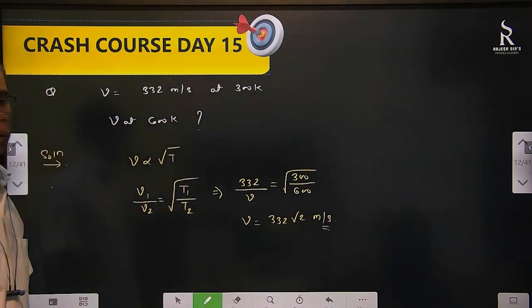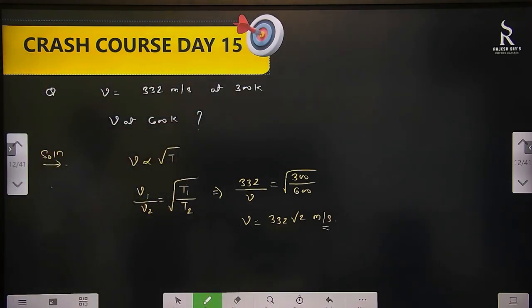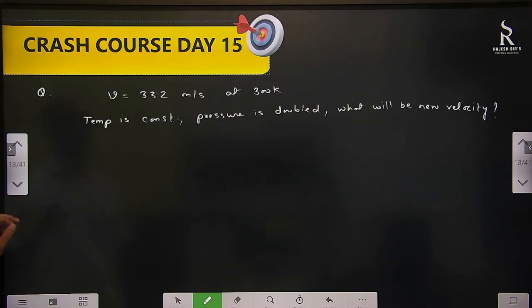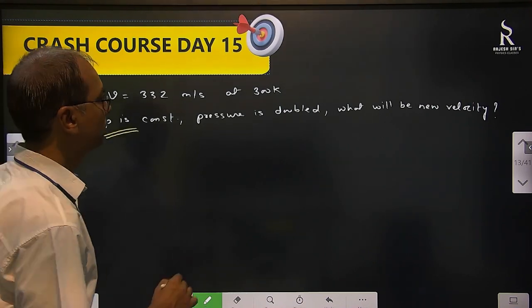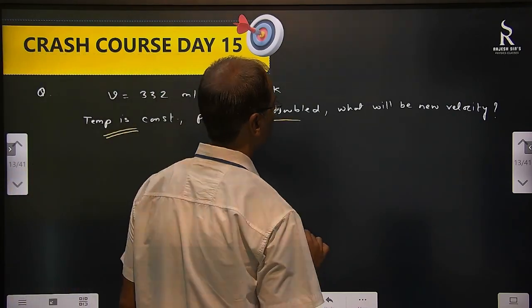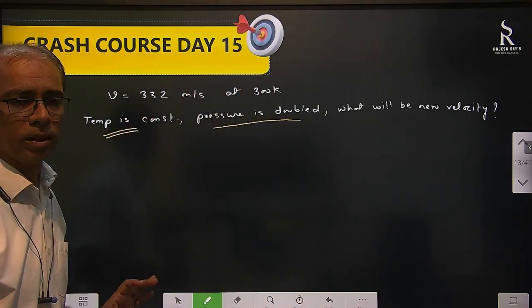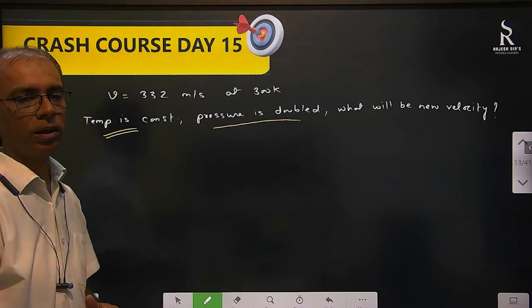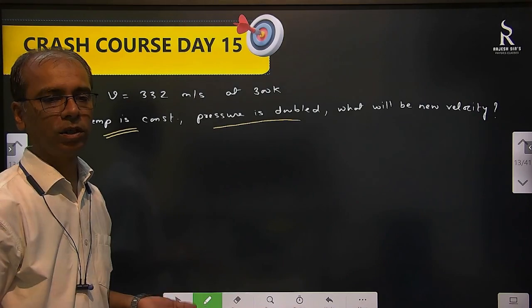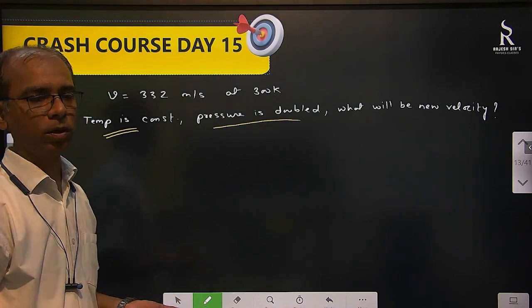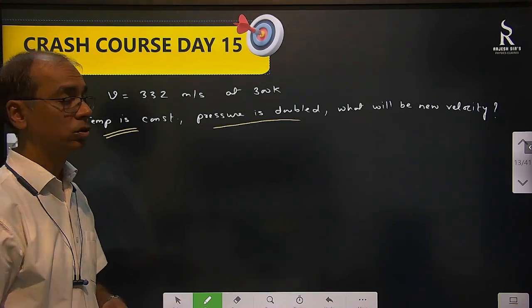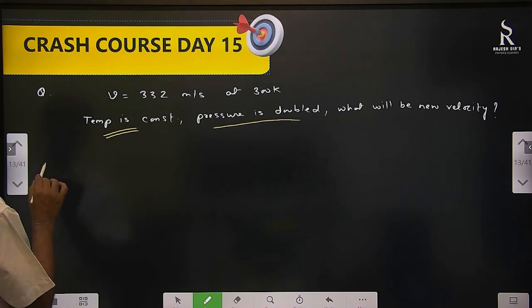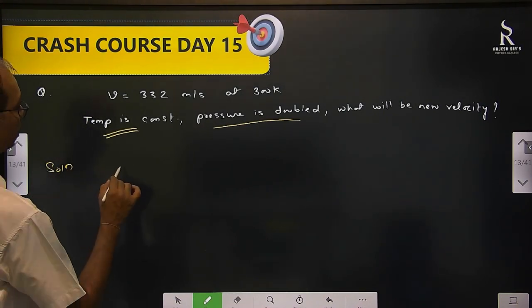Okay, so these kinds of simple questions are also asked. Yes, these kinds of simple questions are also asked. Okay, let's move ahead. Velocity is 332 at 300 Kelvin. Okay, temperature is constant. Alright. Pressure is doubled. What will be the new velocity? Temperature T you have made constant only. Pressure you are doubling, but we already discussed that velocity of sound doesn't depend on pressure. If pressure you are changing, density also changes accordingly. So it does not depend on pressure. That means its answer is 332 only.